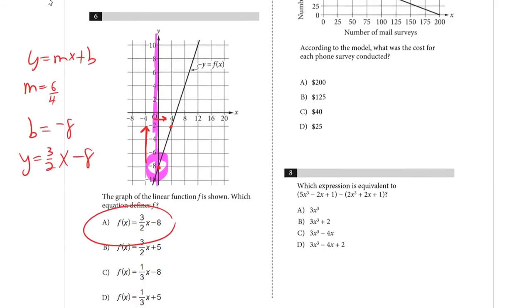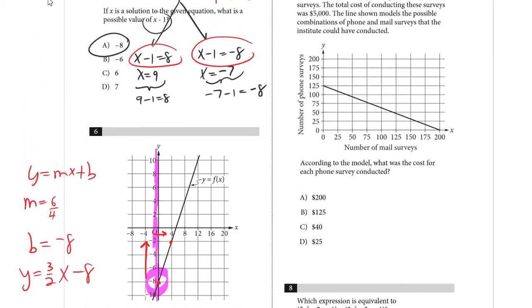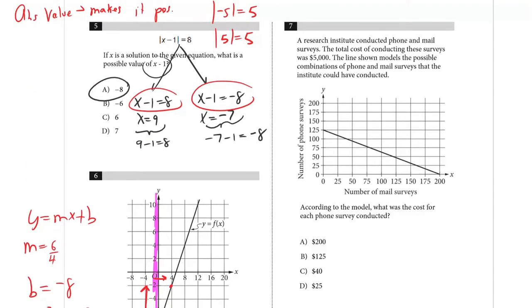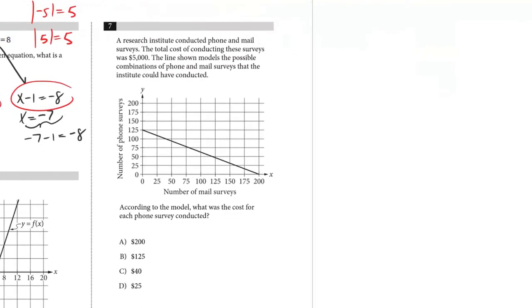Going over to number 7. Here we've got another y equals mx plus b type of linear equation, and we're looking for the cost for each phone survey.